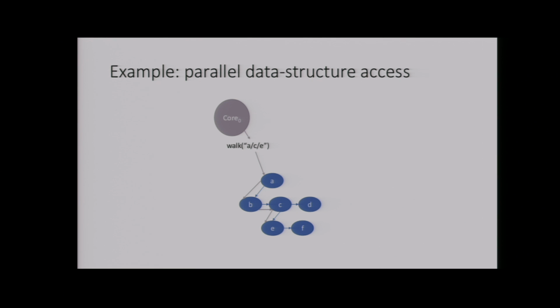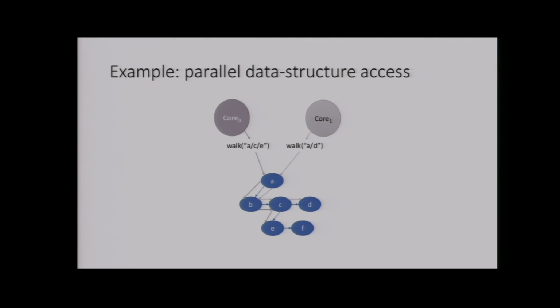So to motivate some of this, I want to use an example. We have a data structure on the bottom with a number of nodes, and it's something like a hierarchical file system. We have node A that has B, C, and D as children within it, and node C has E and F within it.